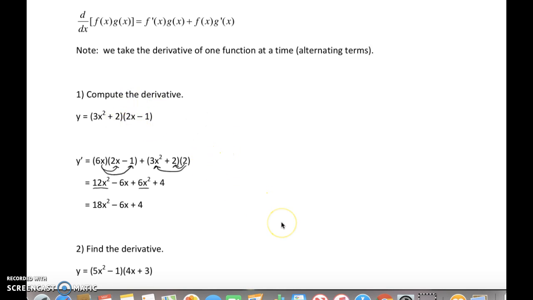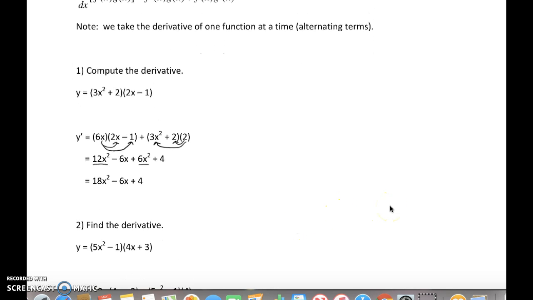We're going to go ahead and distribute through, and we have 12x squared minus 6x. And we're going to add that to distributing the 2 through the second portion, 6x squared plus 4. And we're going to end up with 18x squared minus 6x plus 4.